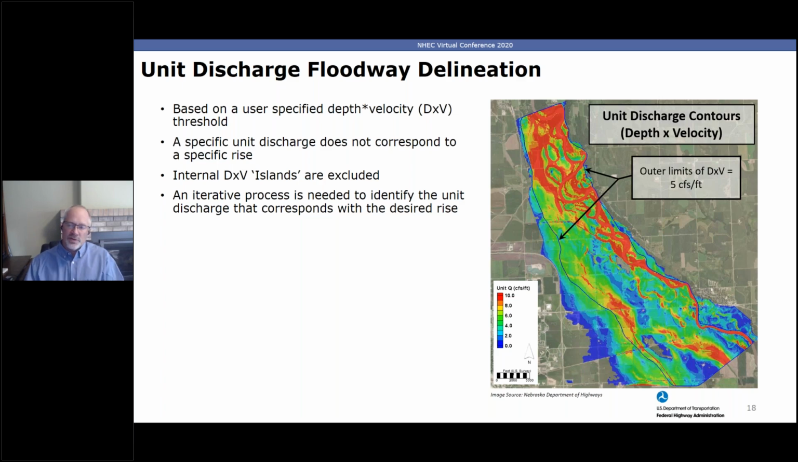Okay. Now you'll see in this image on the right, which is a color contour plot of unit discharge, it's kind of messy. And in this case, the example is 5 CFS per foot. If I were to delineate every location that met that criteria, there would be actually a lot of islands, if you see in the middle. So for this procedure or methodology, we ignore all of those islands. They're excluded. And we only use that outer boundary to represent the floodway corridor for the unit discharge method.